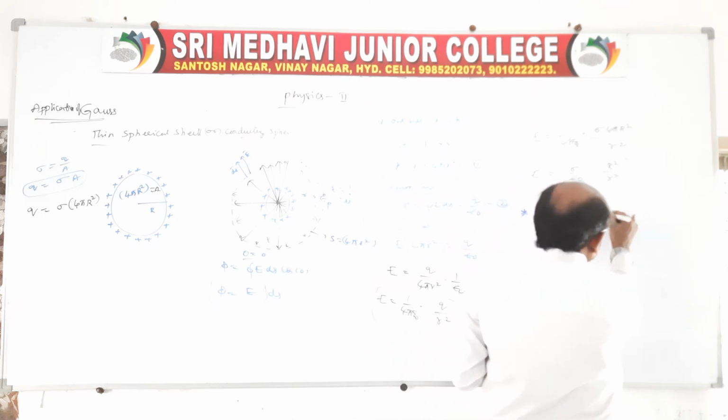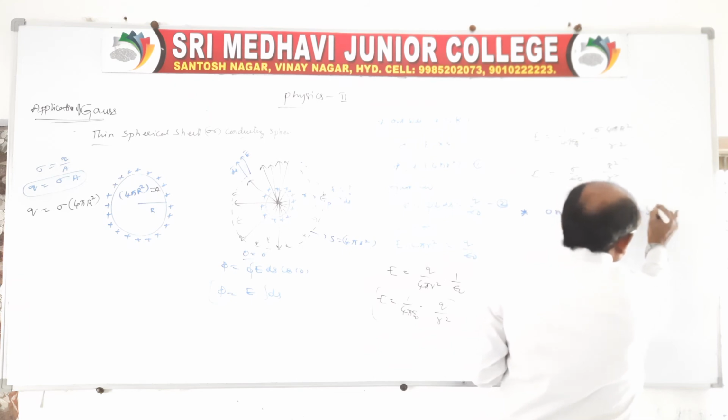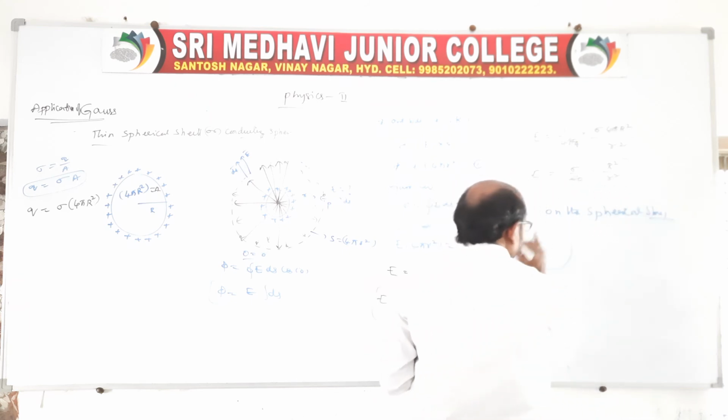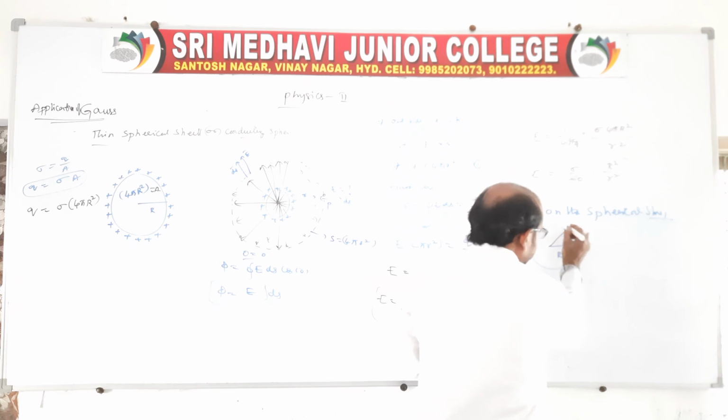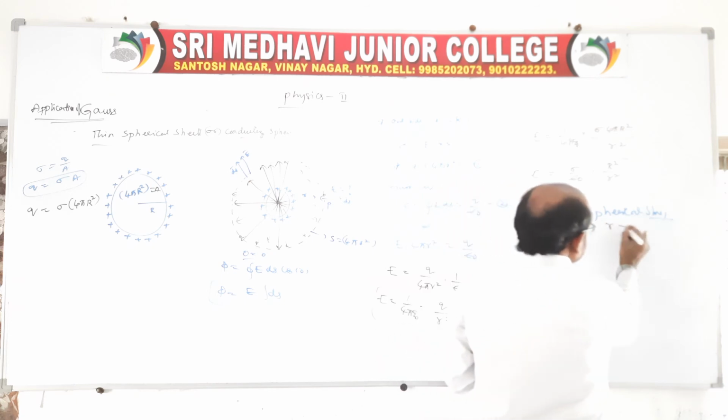Sir, what about on the sphere? On the spherical shell, yes. If I take it on the spherical shell, it is on capital R, and the radial distance is also the same, because we are saying on the shell, so small r is equal to capital R.